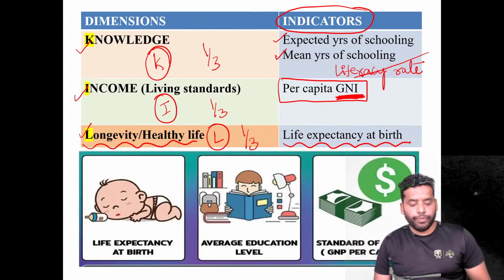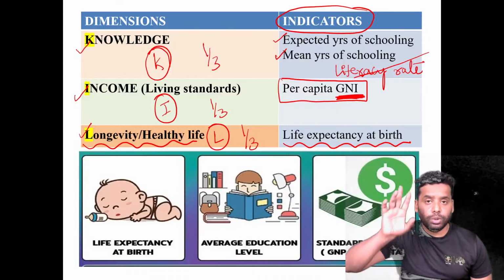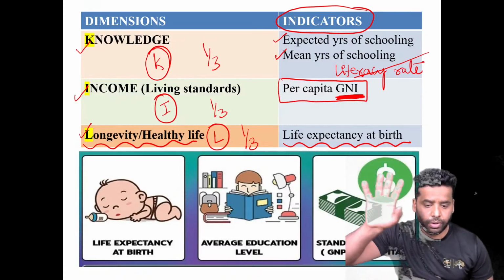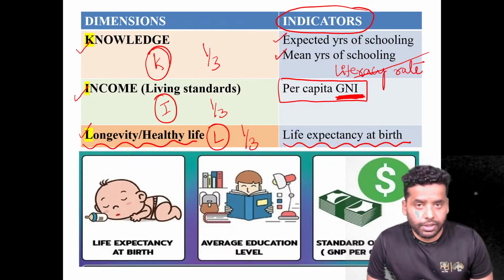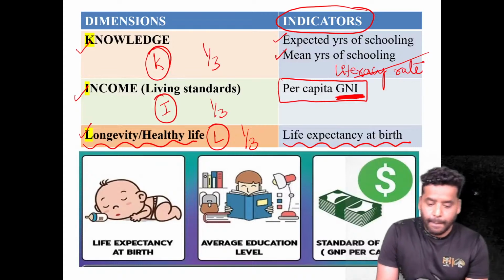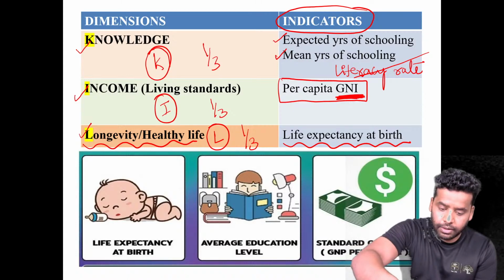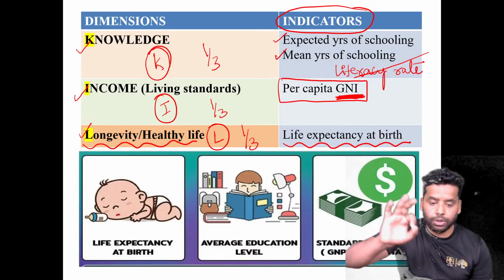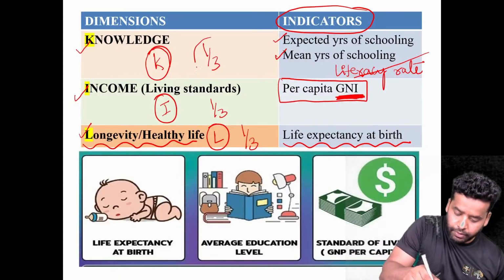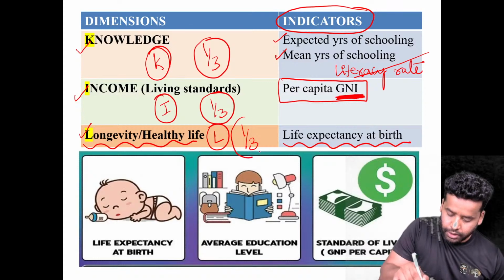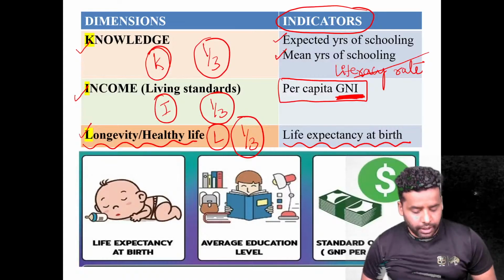Write down this point. Now tell me true or false. Knowledge component is given 2/3 of importance. True or false? Can you hear what I am telling? Knowledge component is given 2/3 of importance. True or false? False. Very good. Every dimension is given how much importance? Equal 1/3 importance.